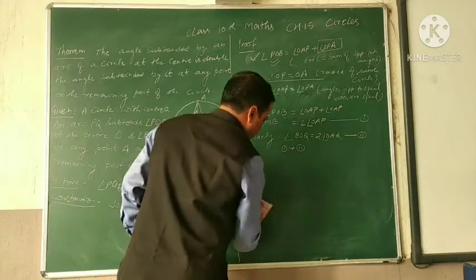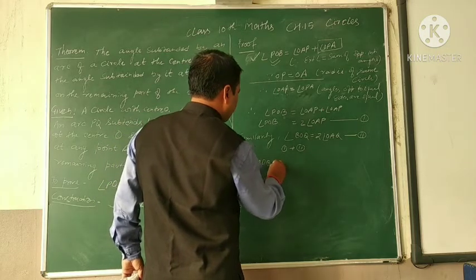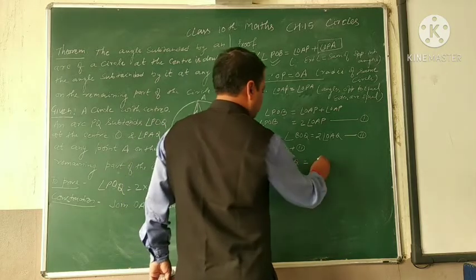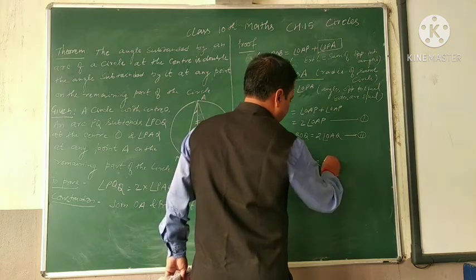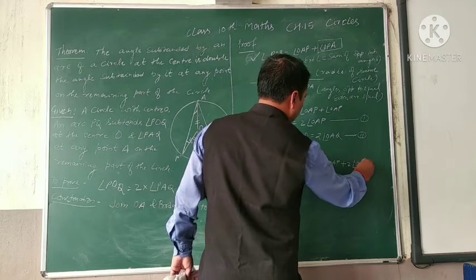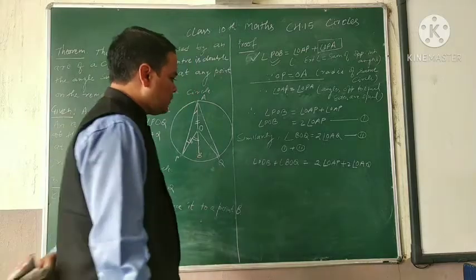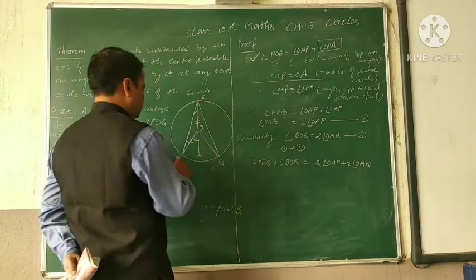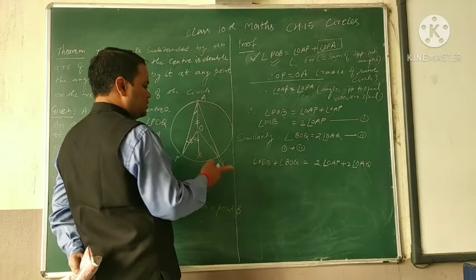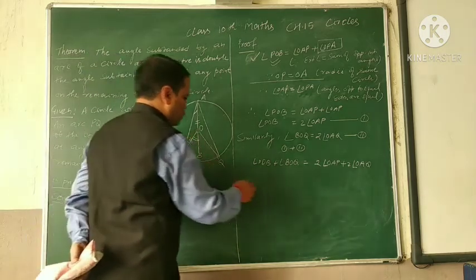If we add these two equations, then we find that angle POB plus angle BOQ is equal to 2 times angle OAP plus 2 times angle OAQ. Okay. Now POB plus BOQ is equal to what? Both together will be equal to angle POQ.